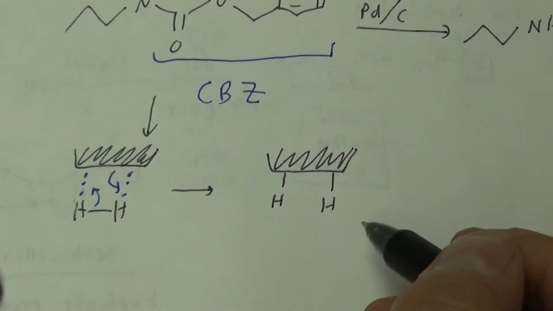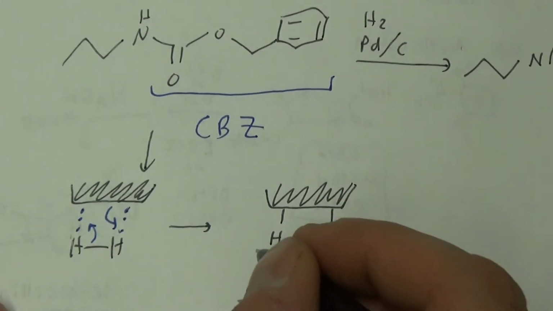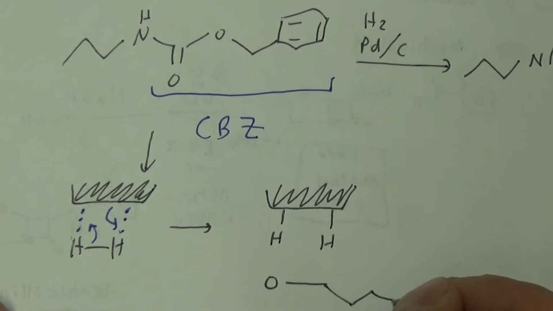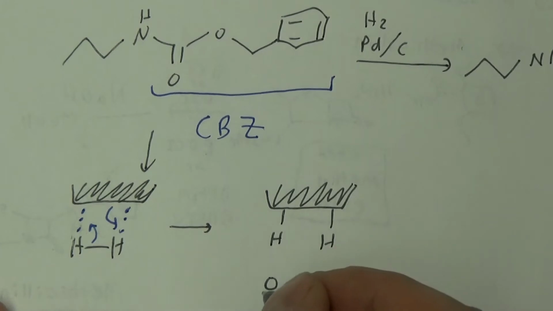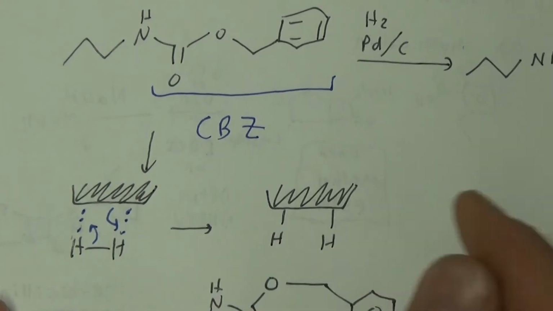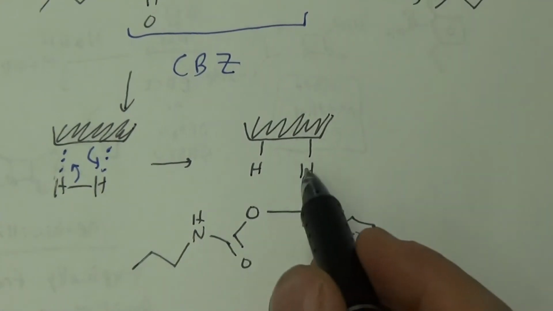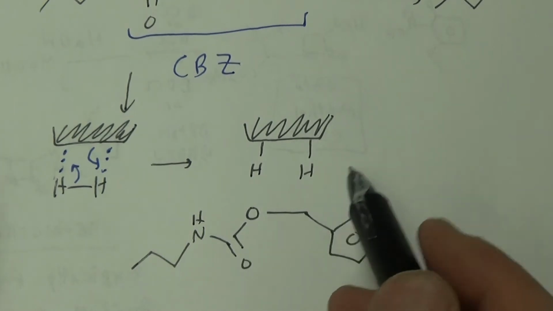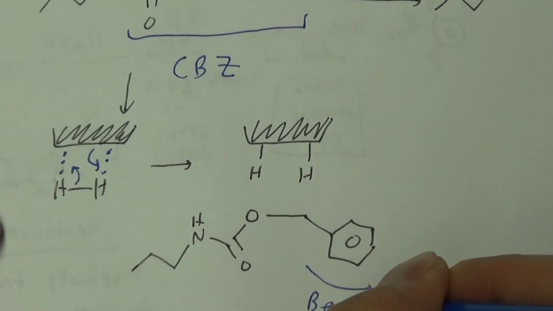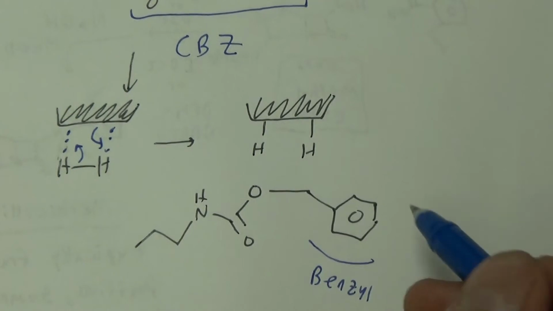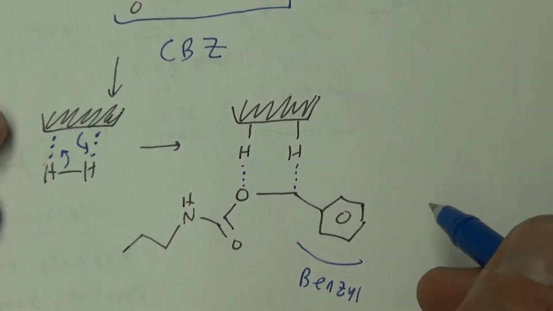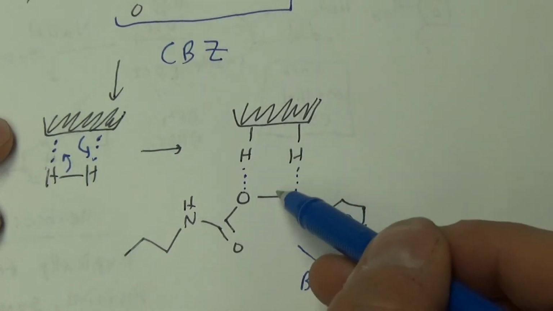So now I'm going to draw my CBZ. The big thing I have to do is draw the oxygen and the CH2 and then the benzene. And then of course this stuff, which does not really matter. Okay, cool. So the CBZ group, really it's just this benzyl thing. Remember, that's called benzyl, phenyl CH2. The benzyl group lines up with the H2, and the H2 essentially cleaves this bond.